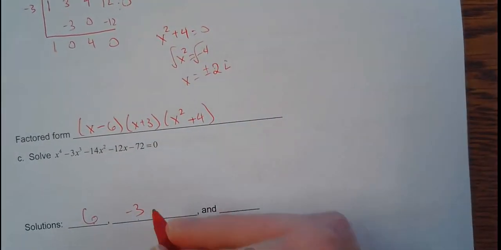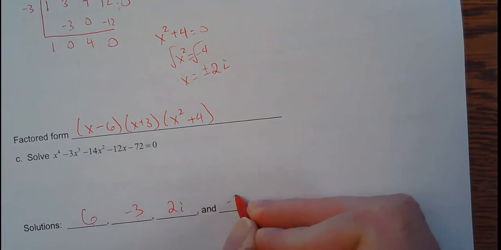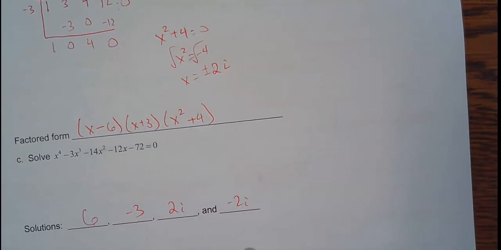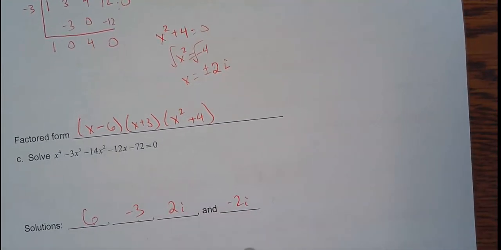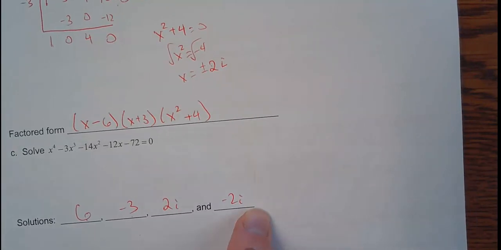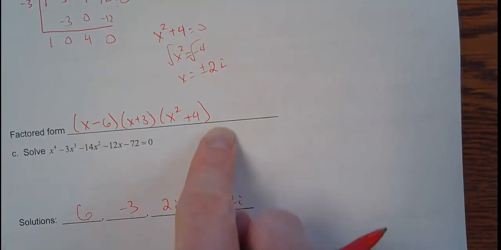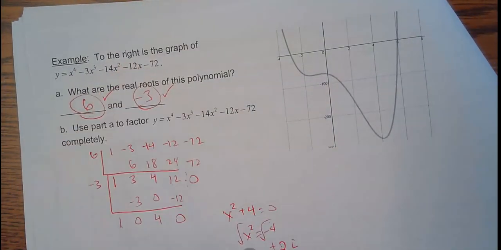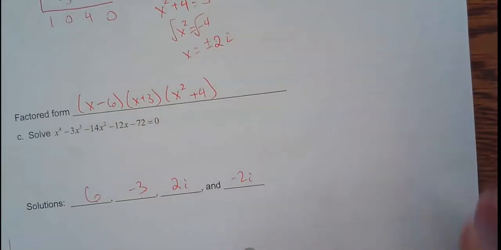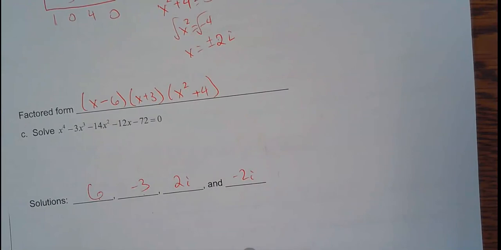So the real solutions are where it crossed the x-axis. But now I've got these other 2 guys hanging out, this 2i and this -2i. Those are imaginary, and that's why they don't show up on the graph. Okay, but they are there. If I wrote these back in factor form and multiplied them together, I do get the original function. So I know it's true. They don't exist on the real number plane that we're looking at.